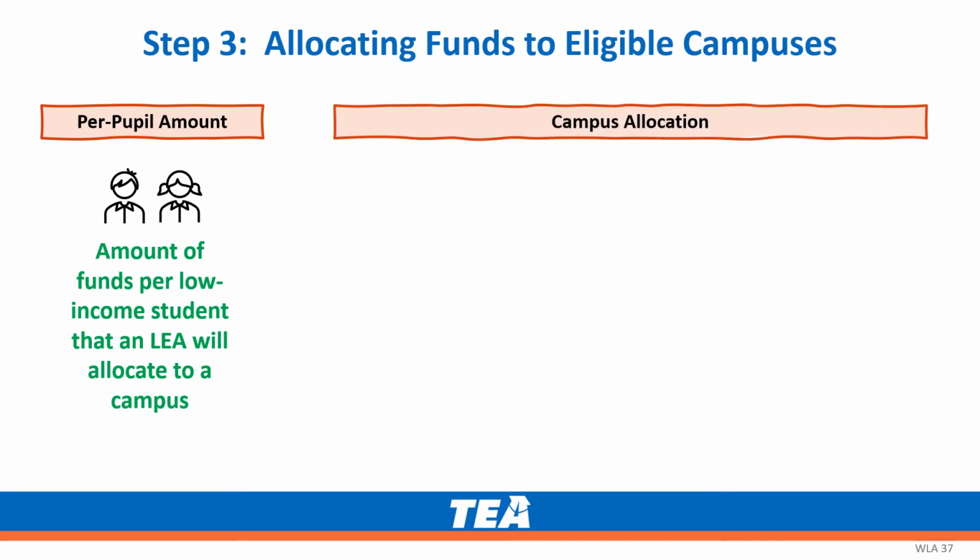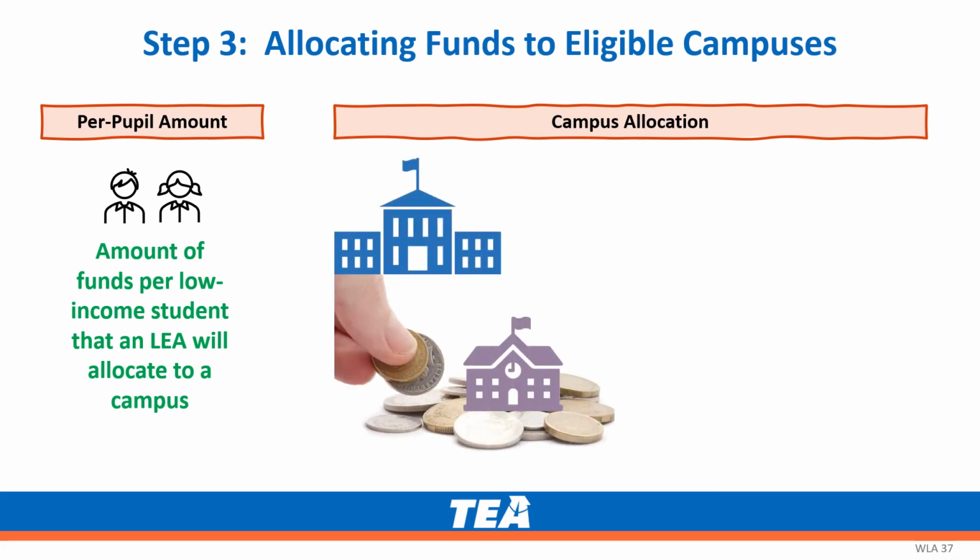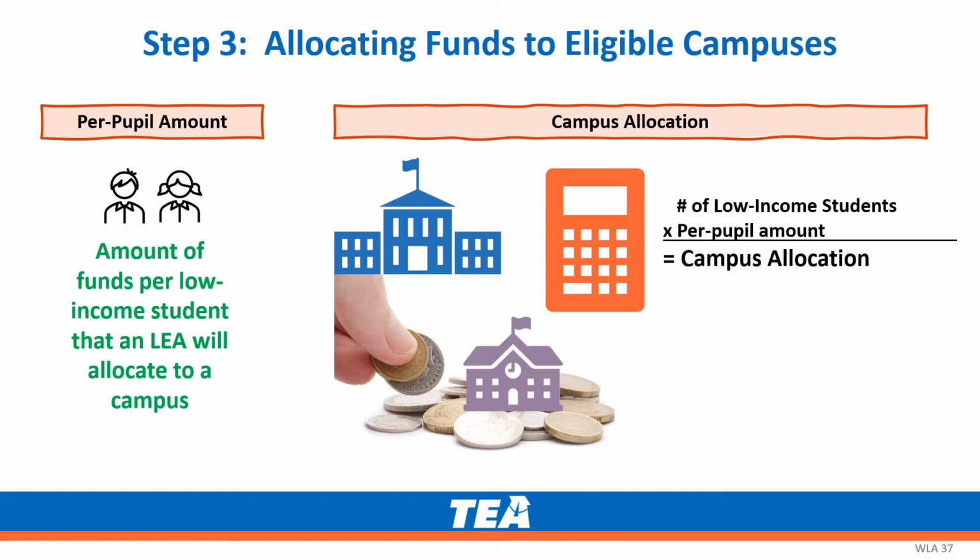Campus allocation will also be referenced. The LEA determines the amount it will allocate to a campus, and the amount is referred to as the campus allocation. The campus allocation is determined by the number of low-income students multiplied by the per pupil amount the LEA chooses as per the requirements I will reference in this section of the training.